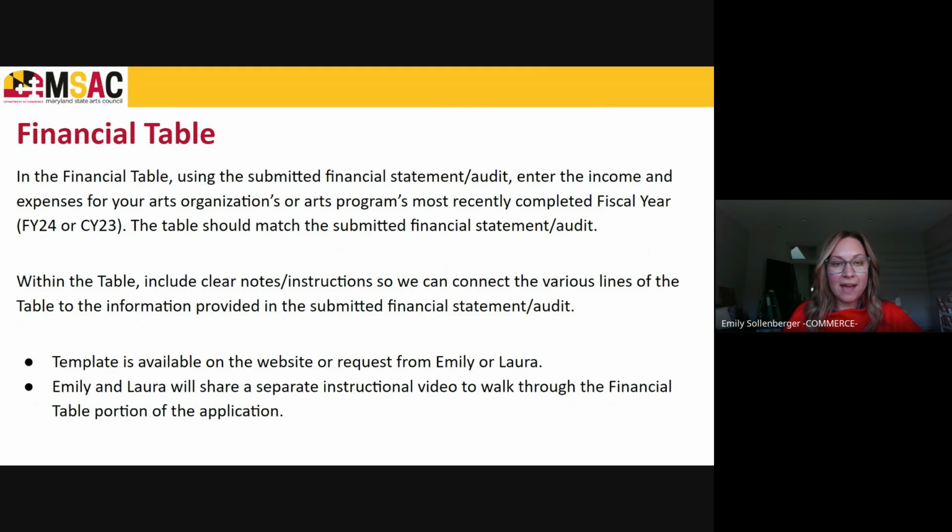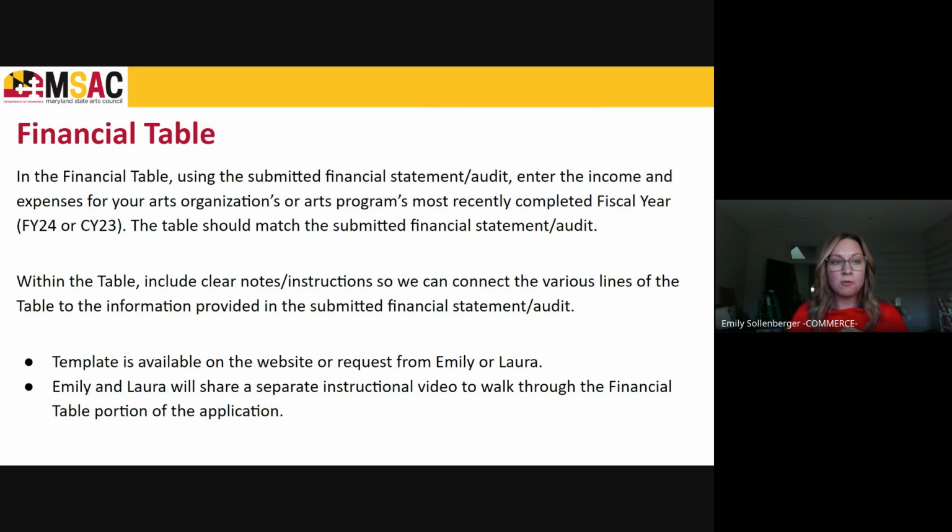Okay, and all of that work, the why we require the financial statements is that you are also required to complete a financial table. So this is built into the application and should talk to that financial statement. So this is the table. You're basically breaking down your income and expenses for your arts organization, or if you're an arts program, looking at how you're dividing up your allowable income and non-allowable income, and allowable expenses and non-allowable expenses in more of a table format.